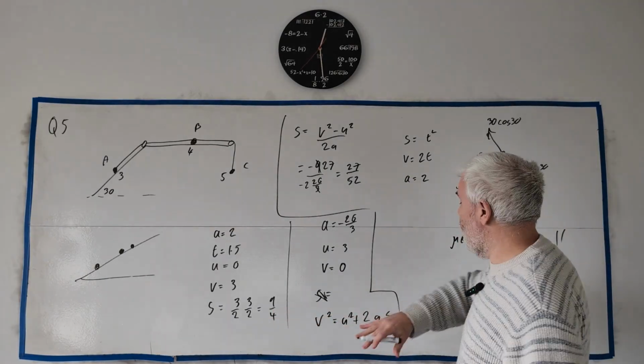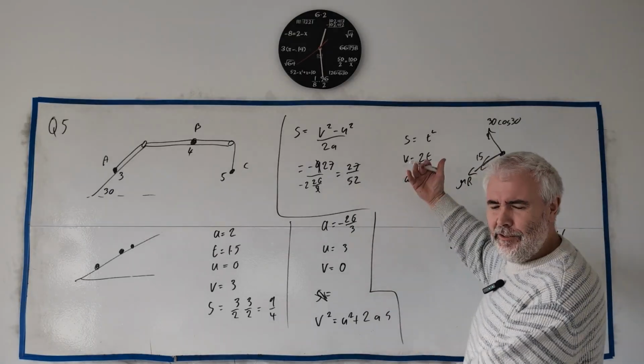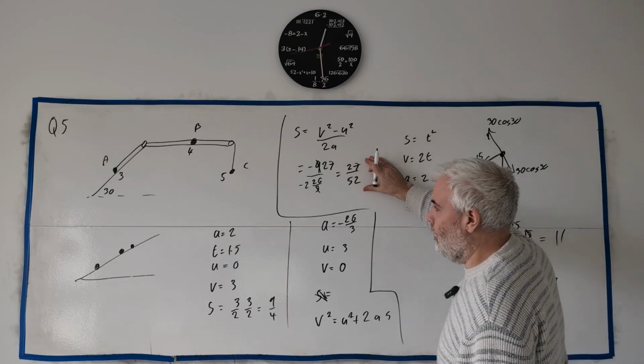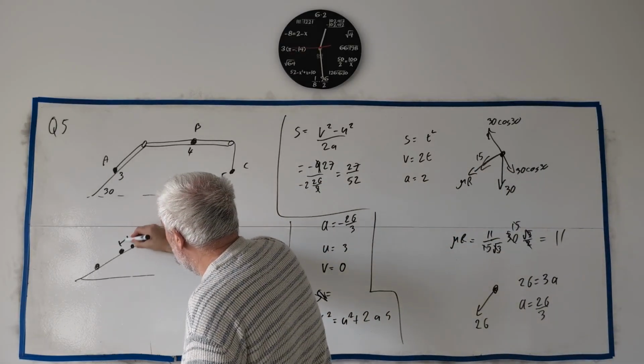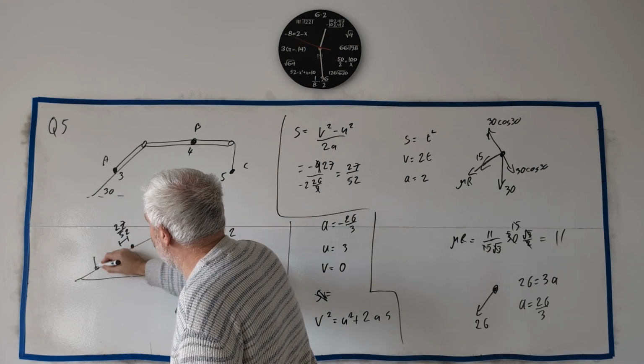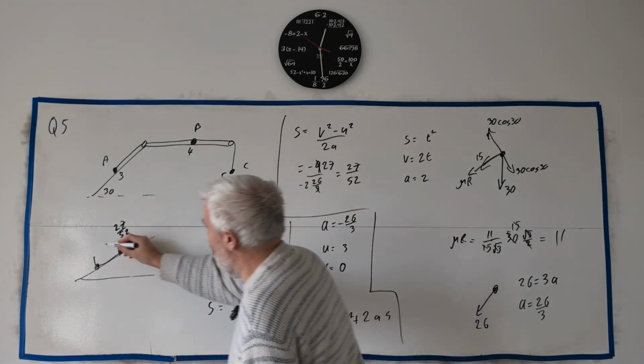Had to just stop and check my notes because I did this using the integration method, so I wasn't even sure this is the right answer. This is in fact the right answer. That's the distance from here to here, 27 over 52. This distance was 9 over 4.